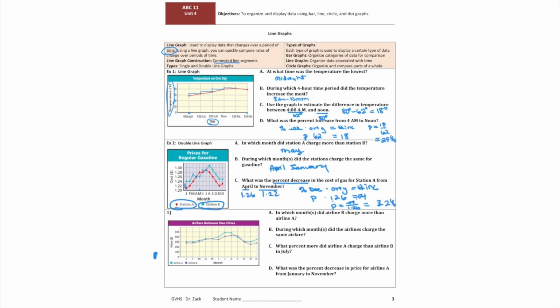Now, so far we've looked at bar graphs, line graphs, and we're going to be hitting some circle graphs. Bar graphs organize categories and are used for comparison. Line graphs are always associated with time, and circle graphs are going to organize parts of a whole. So go ahead, finish up this problem set.